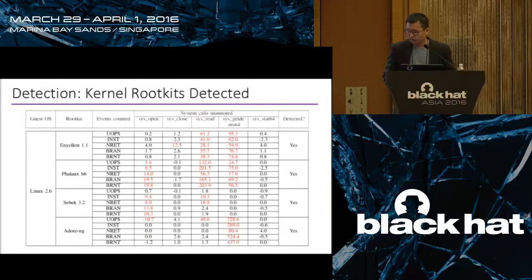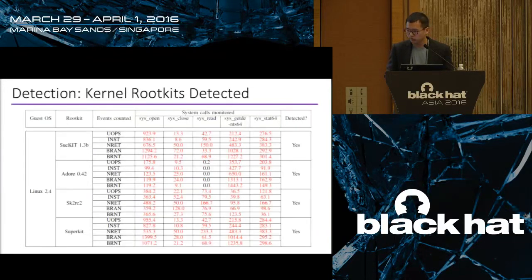These are just some more data. We also did the experiment on Linux kernel version 2.6 with different types of malware. Same, you can see that there's at least one syscall to event pair that exceeds the threshold. Same observation for the Linux 2.4 kernel with other types of malware.